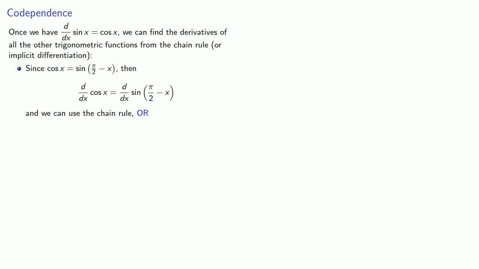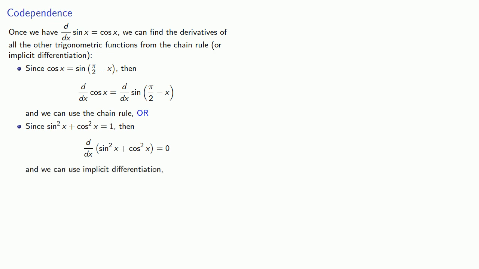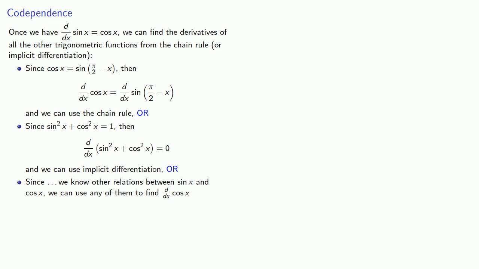Or, maybe that's too easy, we can use our Pythagorean identity, sine squared plus cosine squared equals 1. If we differentiate it, we can use implicit differentiation and solve for the derivative of cosine. Or maybe we want to be really creative. Since we know other relations between sine and cosine, we can use any of them to find the derivative of cosine x. And all we have to do is apply the chain rule, implicit differentiation, and some knowledge of the trigonometric functions and various identities. And in this way we can find the derivative of cosine as well as the derivatives of the other trigonometric functions.